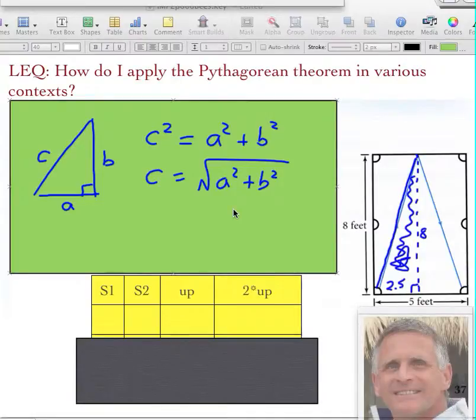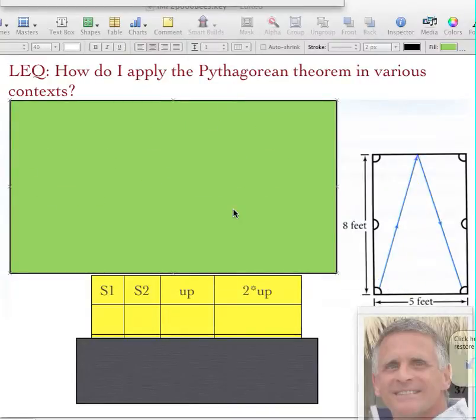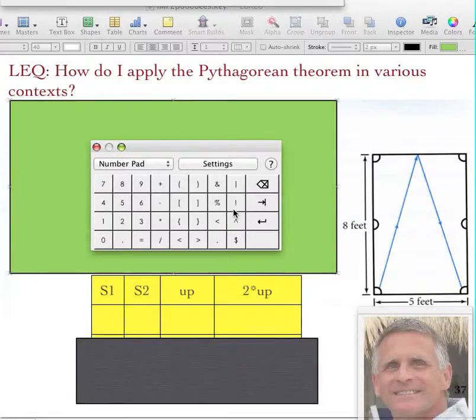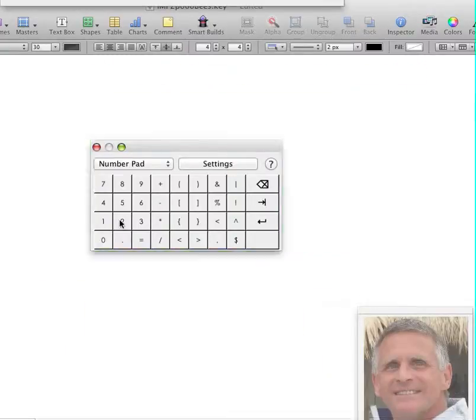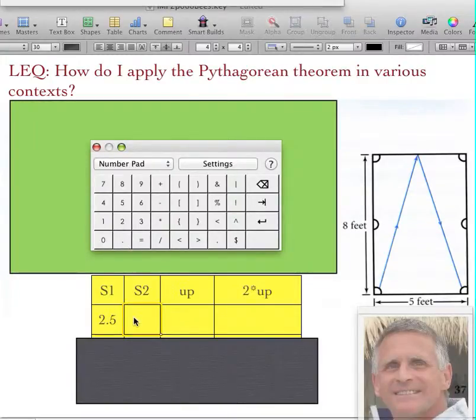spreadsheet. So let me clear all the pictures, get our keyboard up, and in this first cell I'm going to put in 2.5. In the second cell I'm going to put the other side of the right triangle, 8.